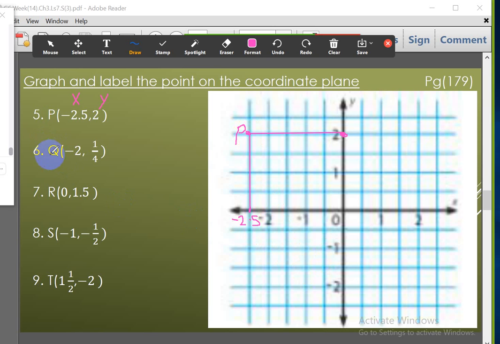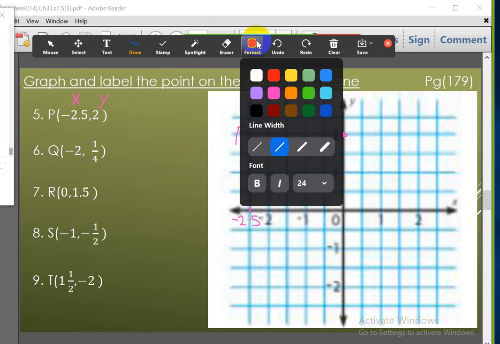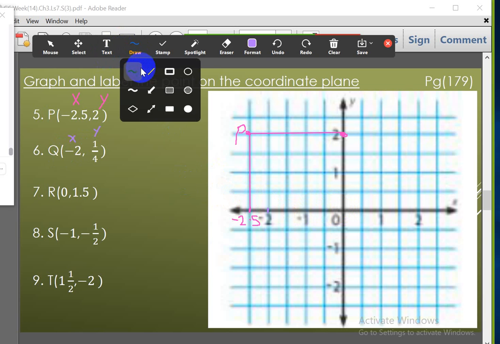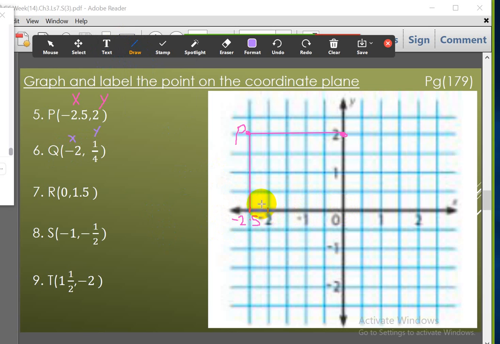What about Q? The first coordinate is the X all the time. The second is the Y. The X is negative 2. The Y is 1 over 4. The X is negative 2. That means negative on the left side of 0. This is negative 2. What I have to do, I have to take a vertical line from the negative 2 like this. Okay?